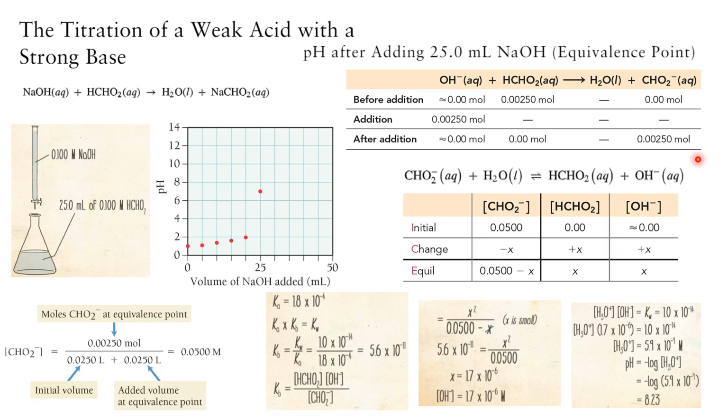Convert that to liters and then take this number and divide it by 50 milliliters, but converted to liters, right? 0.050. And you're going to get this molarity for the concentration of your weak base. Initially, you have none of the acid and the hydroxide, and then you go through your change, minus x, plus x, plus x. Here are your equilibrium concentrations. And now let's calculate what x is.